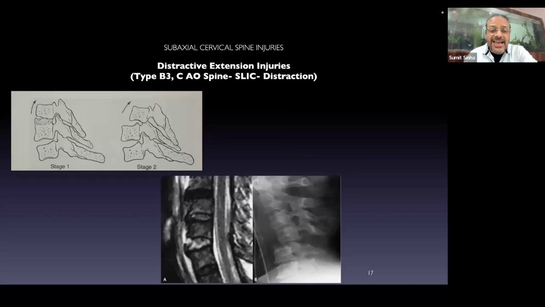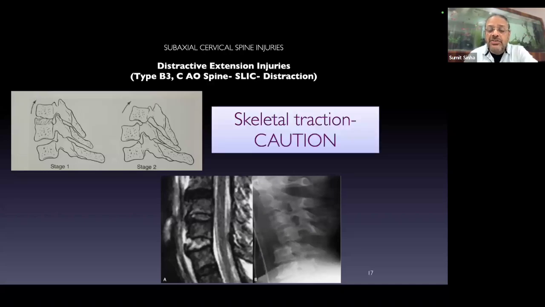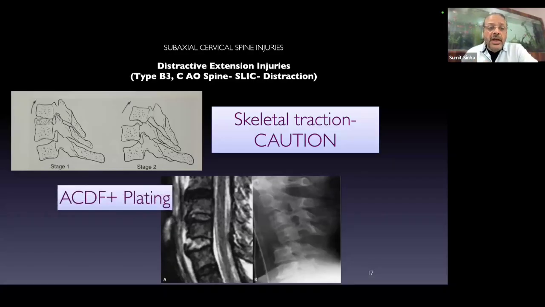This is an example of a destructive extension injury, which is a type B3 injury. There is a disruption of the anterior longitudinal ligament. The loading forces are like this. They cause distraction and extension, and skeletal traction is contraindicated, or you have to apply it with great caution in these injuries. And if there is only an anterior ligament rupture, then you do an ACDF with plating.